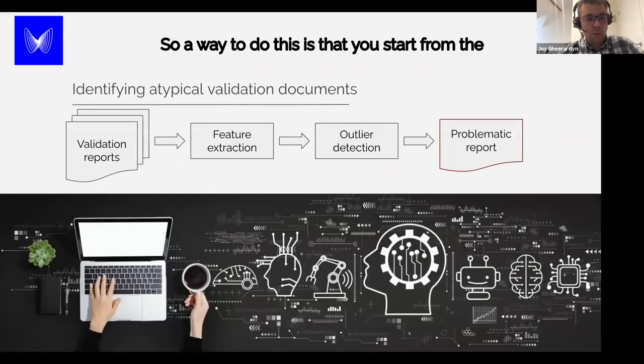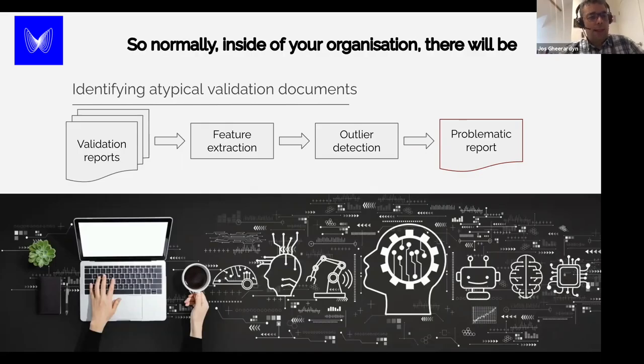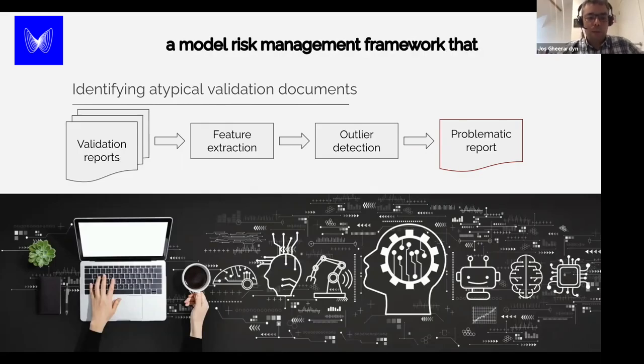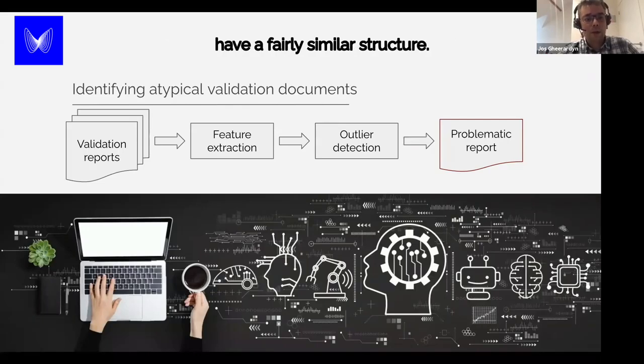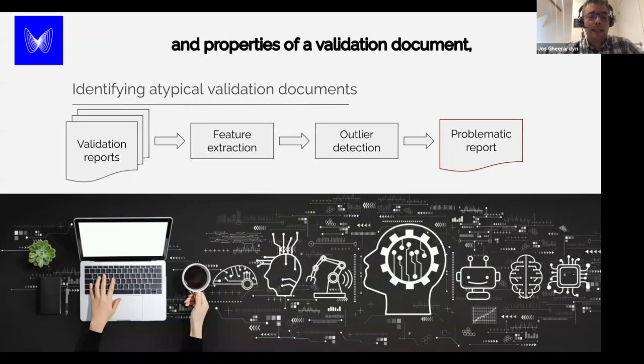So a way to do this is that you start from the repository of all the validation reports. Normally inside your organization, there will be a model risk management framework that governs how validation reports are created. Therefore, most validation reports should have a fairly similar structure. This is the ideal starting point to build a feature extraction algorithm. This is an algorithm that identifies the different sections and properties of a validation document. This can be fully automated.